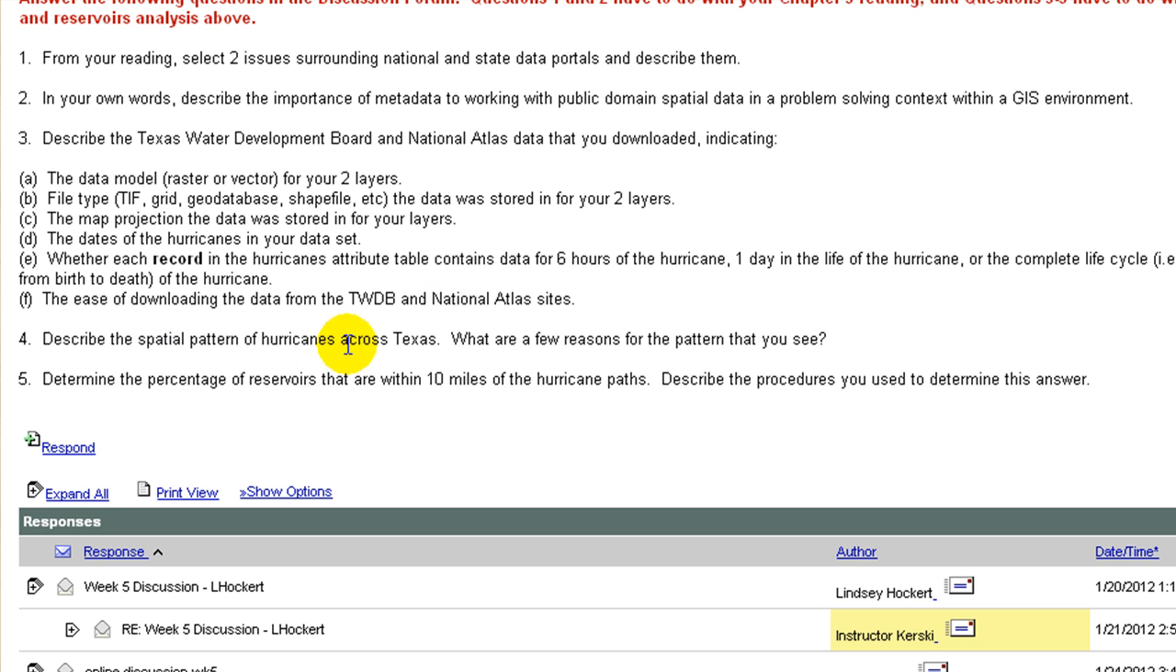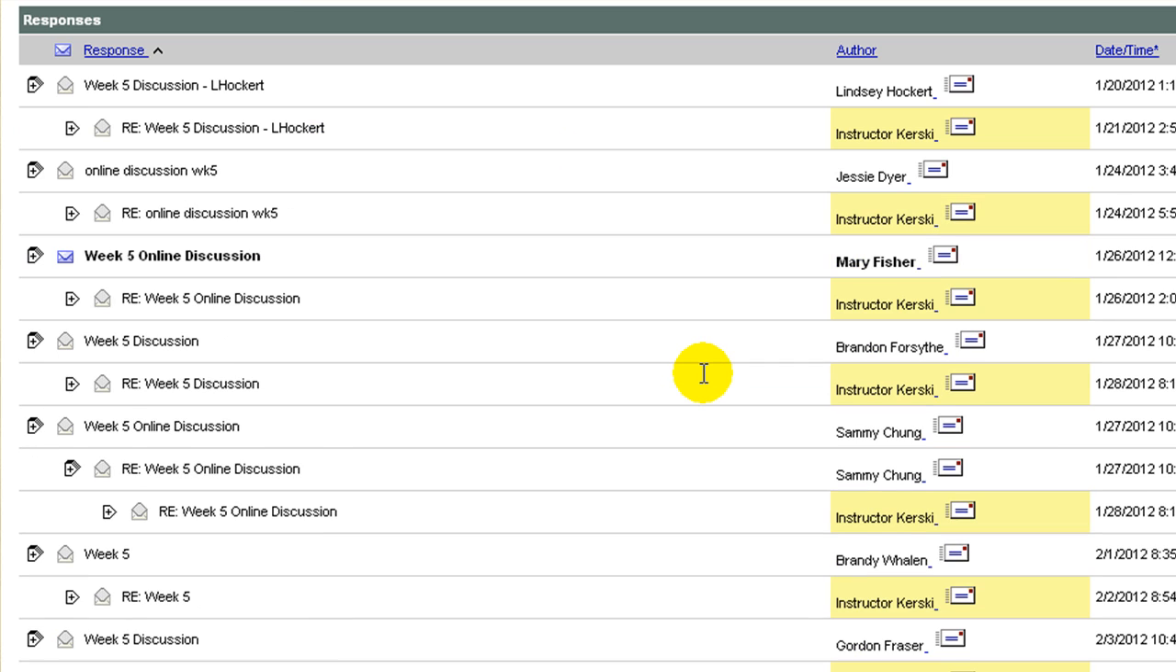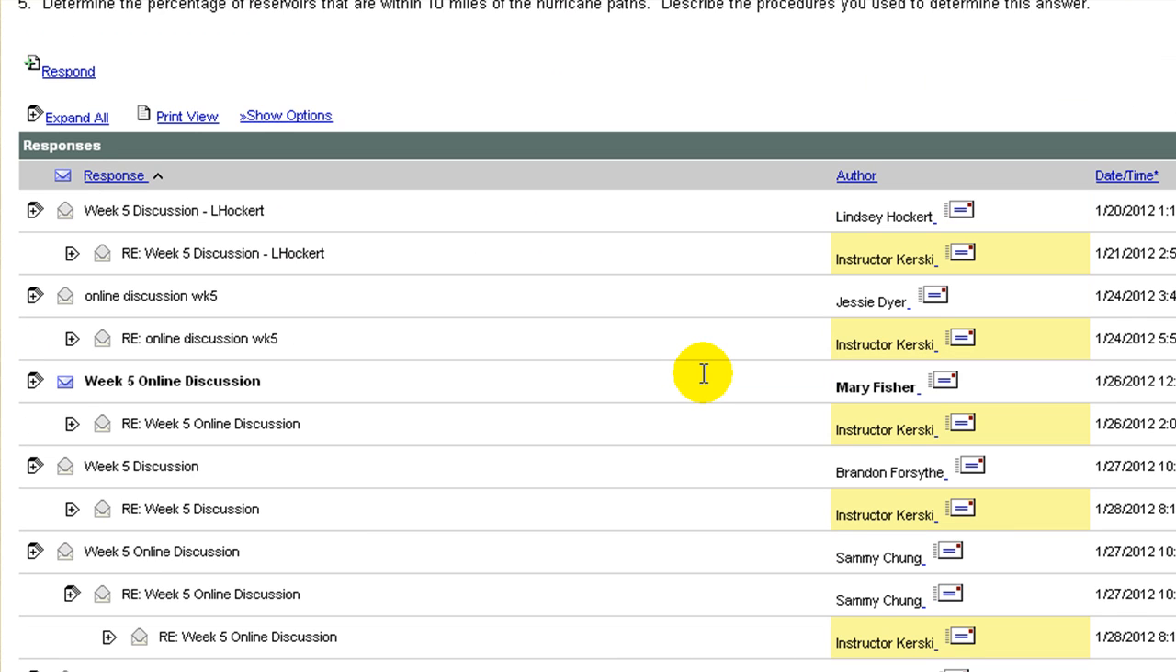Describe the spatial pattern of hurricanes across Texas. What are a few reasons for the patterns that you see? Determine the percentage of reservoirs that are within 10 miles of the hurricane paths. Describe the procedures you used to determine the answer. And here is the discussion that we had in this course with those questions being posed.